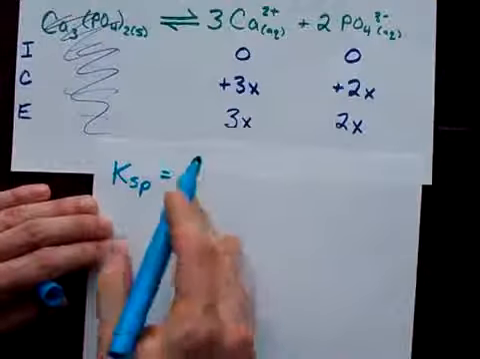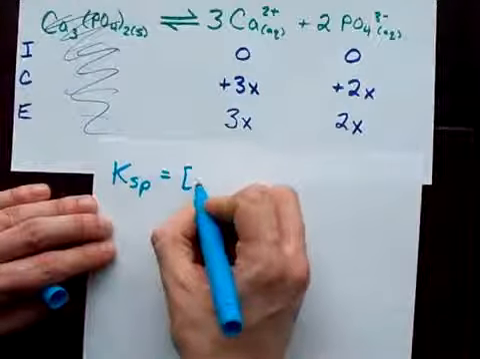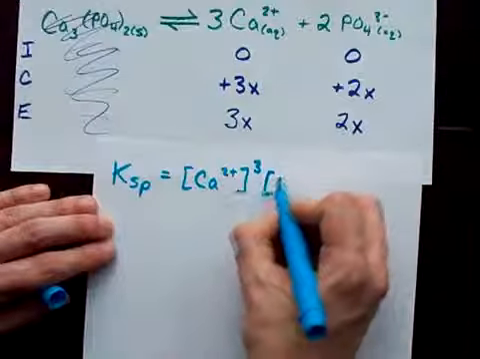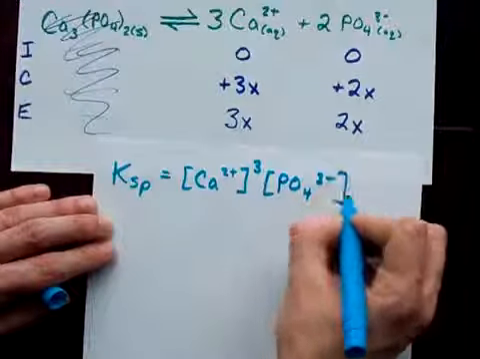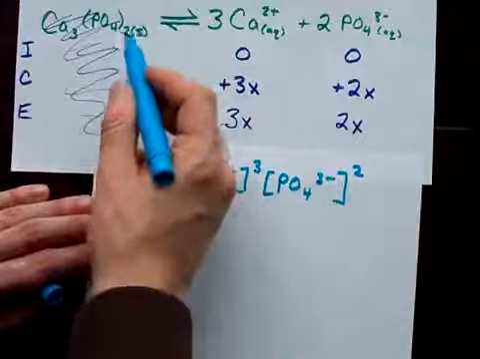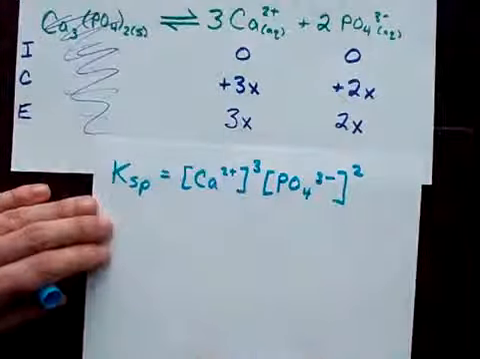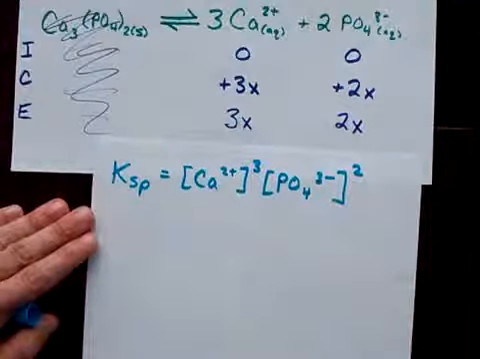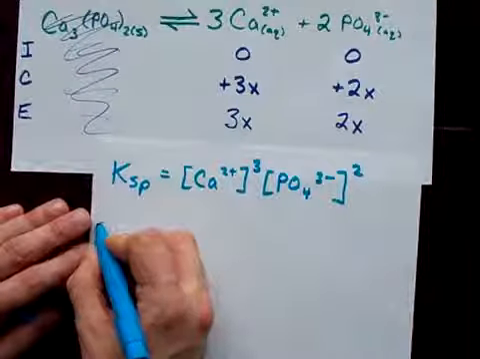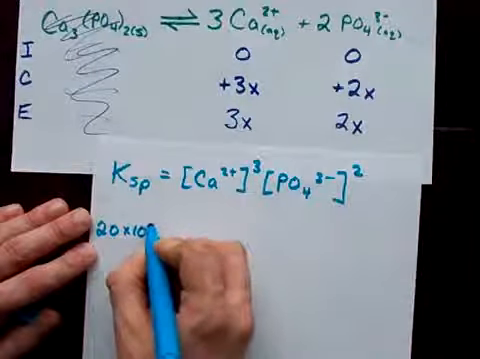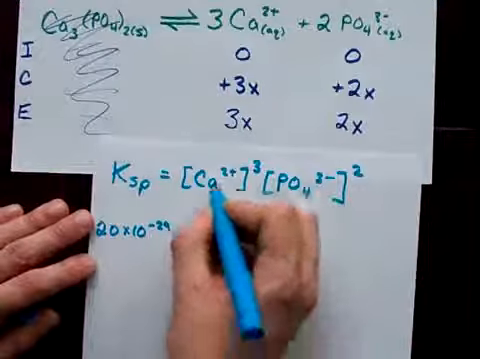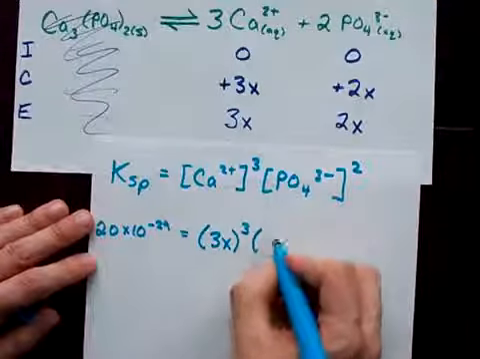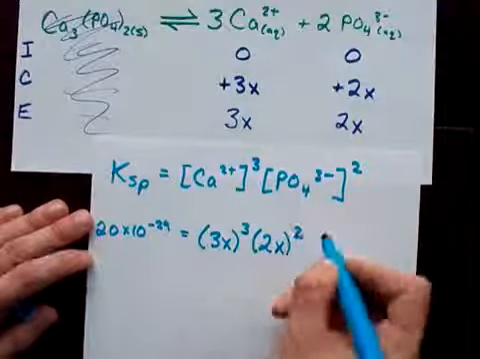Ksp, as you create an equilibrium expression, is products over reactants. Calcium to the power of its coefficient, phosphate to the power of its coefficient, and we don't include the solid in the denominator because we don't include solids in the equilibrium expression. Now we fill in what we know from the final row of our ICE table. The Ksp was given in the question, 2 times 10 to the minus 29. Our calcium concentration is 3x, that's cubed, and our phosphate concentration is 2x, that's squared.